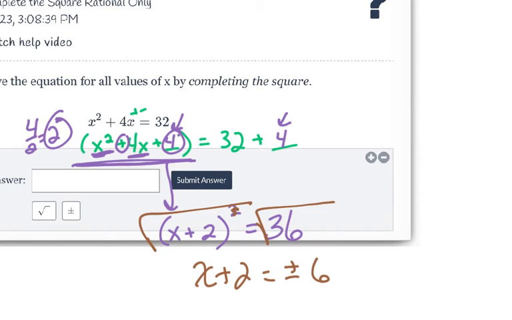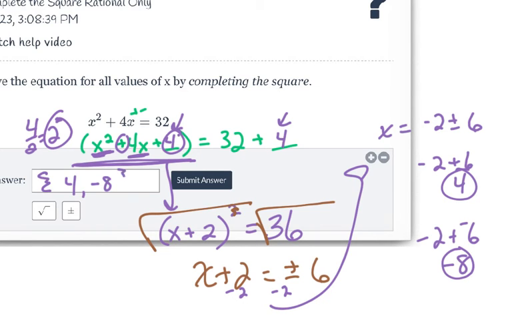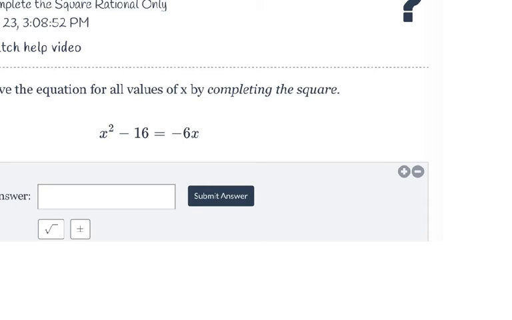Then if you remember, we take a minus 2 and put it in front of our plus or minus, so I end up with x equals negative 2 plus or minus 6. So negative 2 plus 6 is 4, and negative 2 minus 6 is negative 8. So in curly brackets, I would put 4, comma, negative 8, or negative 8, comma 4, and submit. These first sections are all going to be whole numbers. You're going to have a couple harder ones, like only two more problems where they do the radical, and I'll show you that next.